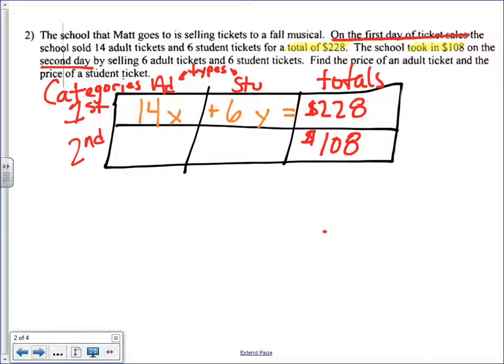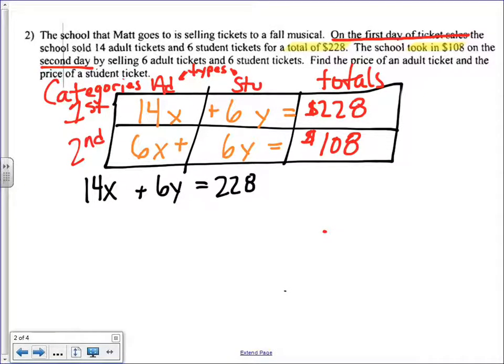All right, now let's take a look at the second day. The school took $108 on the second day by selling 6 adult tickets and 6 student tickets. So 6x plus 6y equals 108. All right, so now we have our chart filled in. And then it says to find the price of an adult ticket and the price of a student ticket. Here we go. So 14x plus 6y equals 228, and 6x plus 6y equals 108.